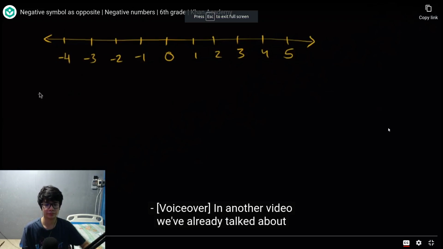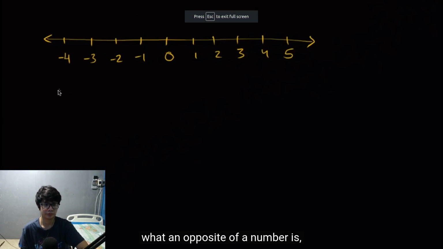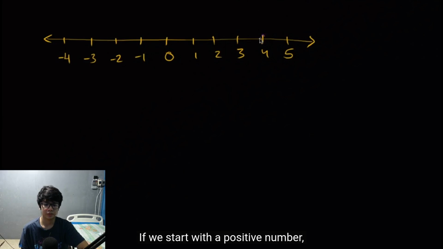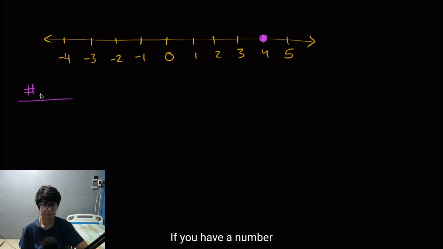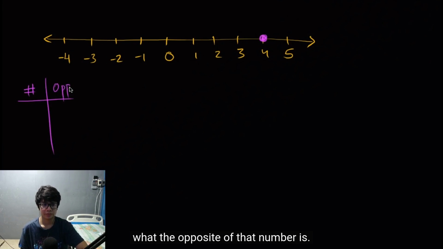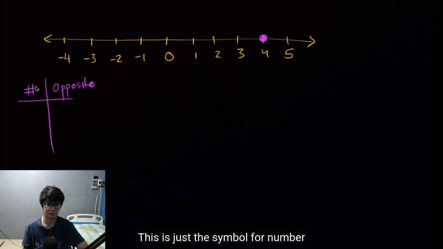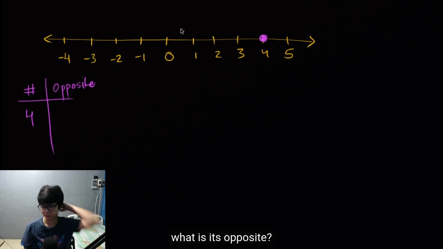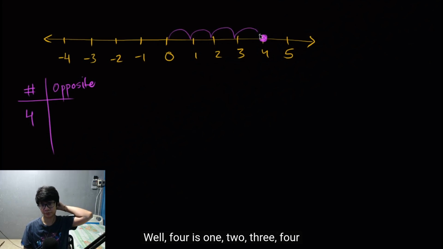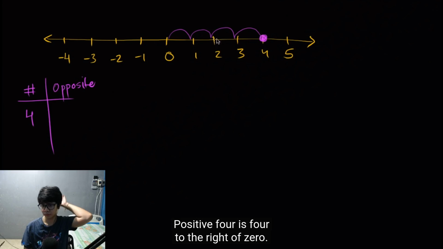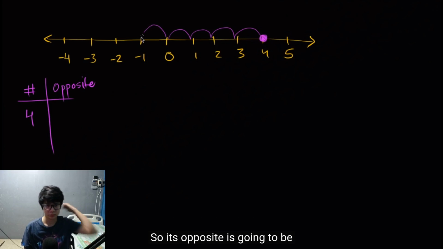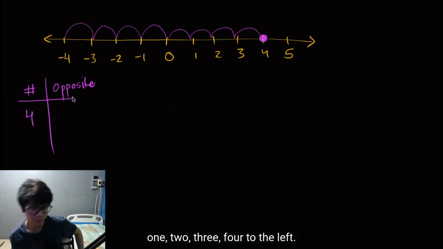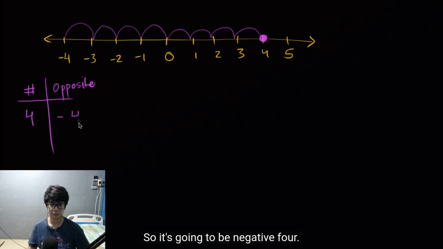In another video, we've already talked about what an opposite of a number is, but we'll review it a little bit. If we start with a positive number, say the number 4, and then we want to think about what the opposite of that number is. So if the number is 4, what is its opposite? Well, 4 is 1, 2, 3, 4 to the right of 0. Positive 4 is 4 to the right of 0. So its opposite is going to be 1, 2, 3, 4 to the left. So it's going to be negative 4.